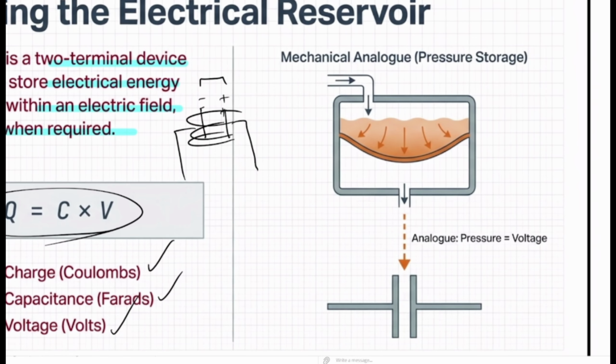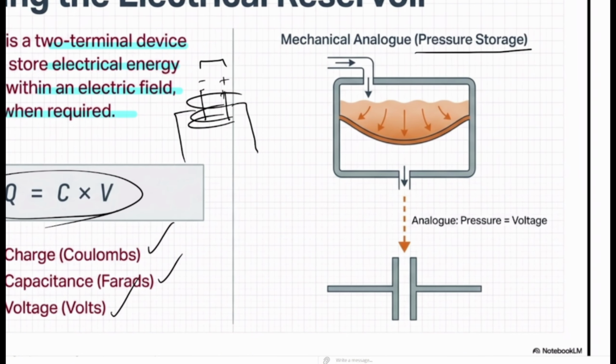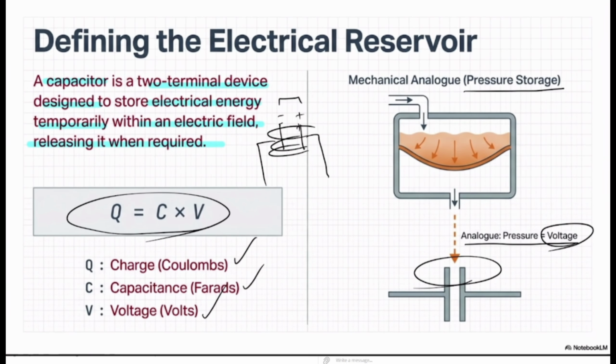So let's have a mechanical analogy for this one. Imagine that we have something like a pressure storage. As you can see over here, by injecting more pressure, we are going to have a bigger capacitor or reservoir. So at this point, this analogy, the pressure, is considered as the voltage that is stored inside our capacitor itself.